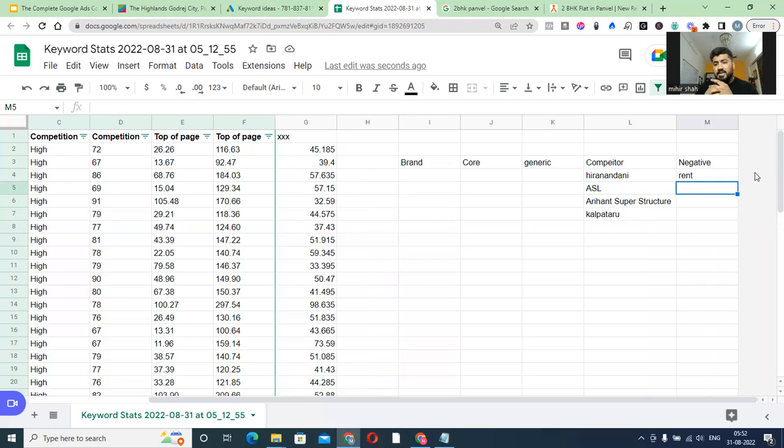Let's say, for example, I can have a location negative as well. We saw here that a lot of people searching around our search were looking for Pune. So, Pune, because I don't have a property in Pune or Hyderabad to sell. So it's best to keep these as negatives.